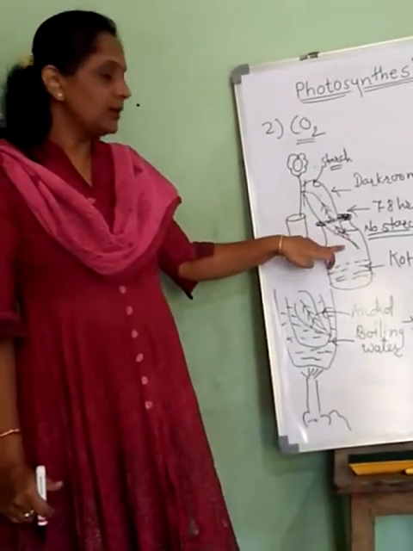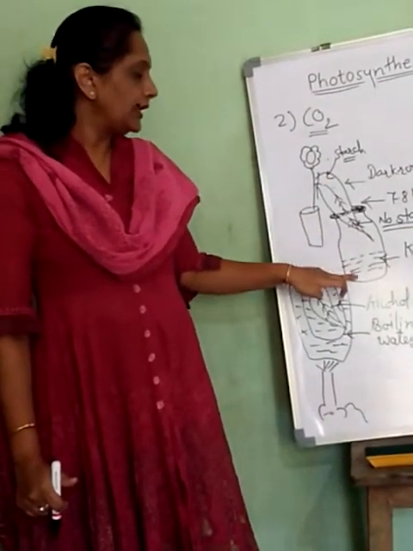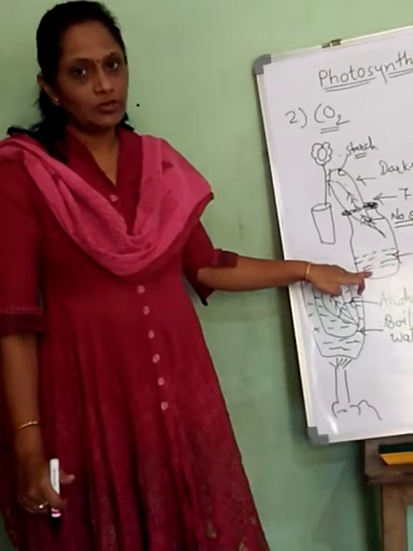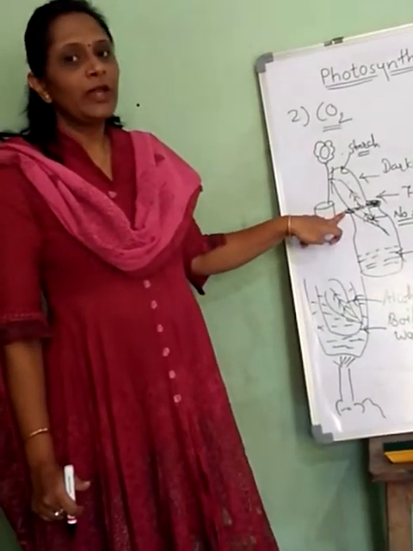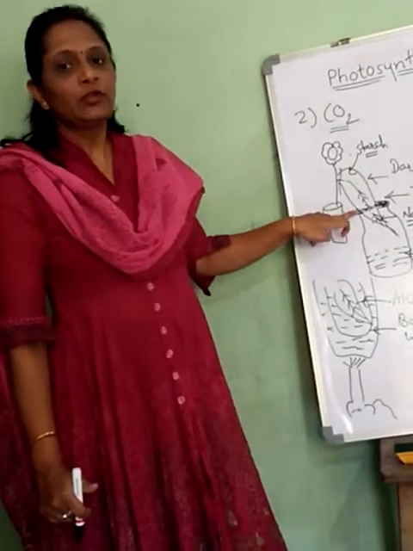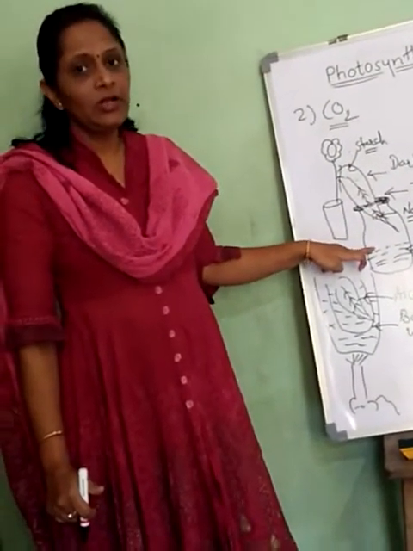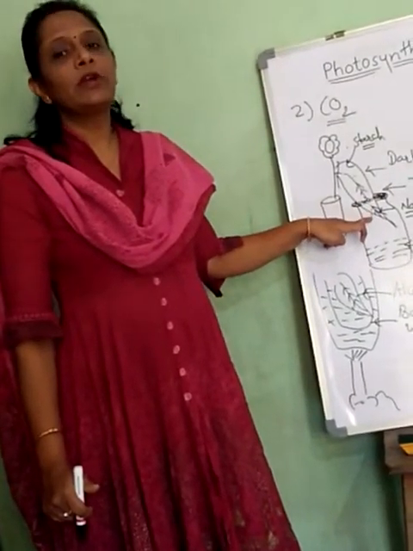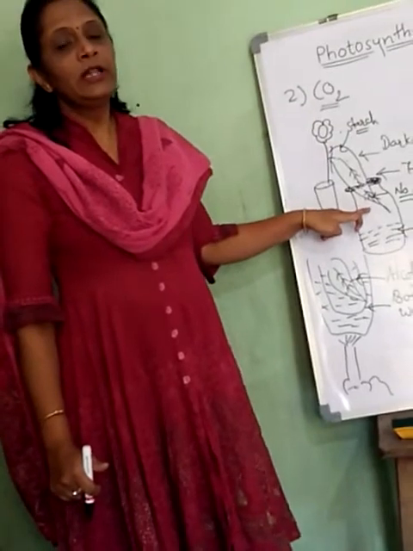So, inside the bottle, whatever carbon dioxide is prepared is totally absorbed by this KOH solution, and as we have made the bottle airtight, no air or carbon dioxide entered inside the bottle. So there is no availability of carbon dioxide to the half portion of the leaf.